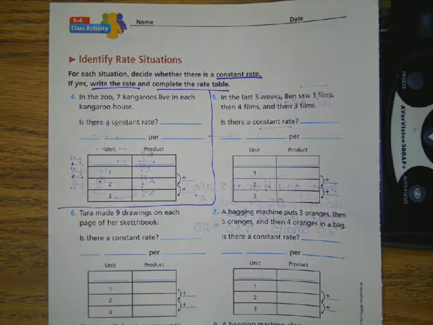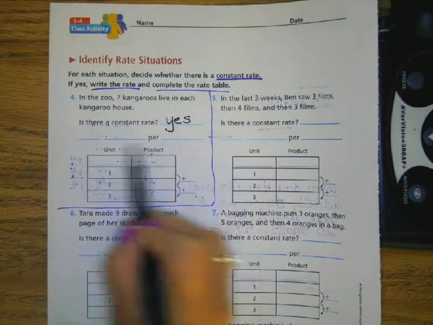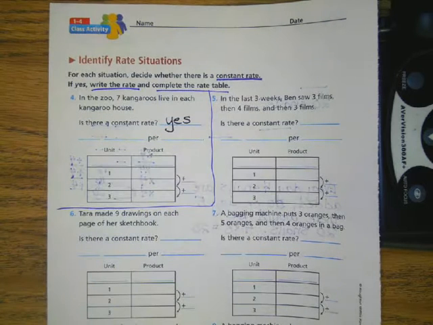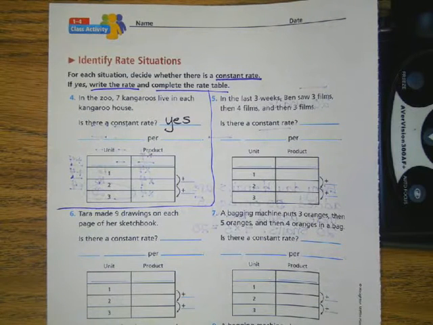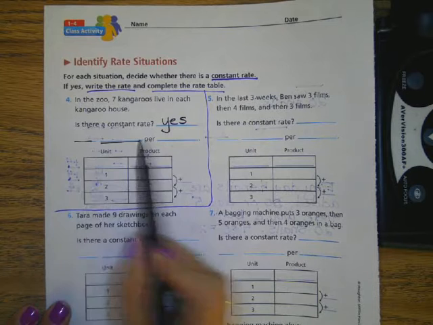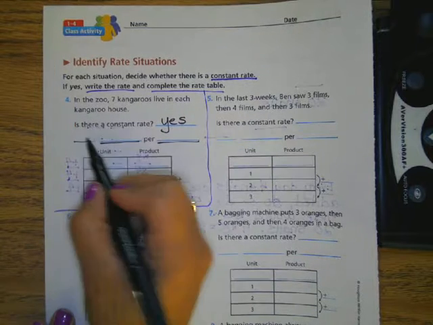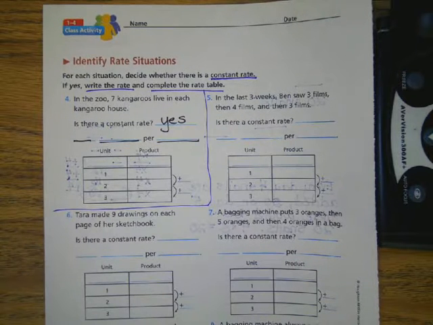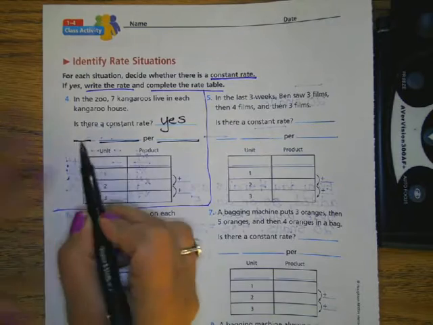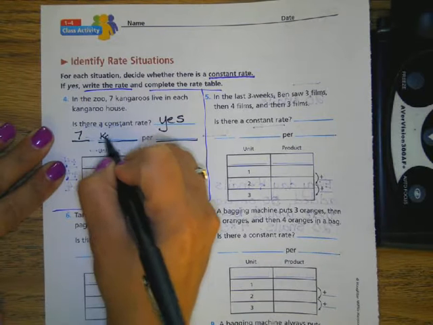Okay. What is our constant rate? We're going to write it on those blue lines. What would it be, Maddie? Okay, but I've got 3 lines here and the word per. Okay, very good. So plus 7 is our unit rate, but we have to write it as a sentence. So 7 kangaroos per house.